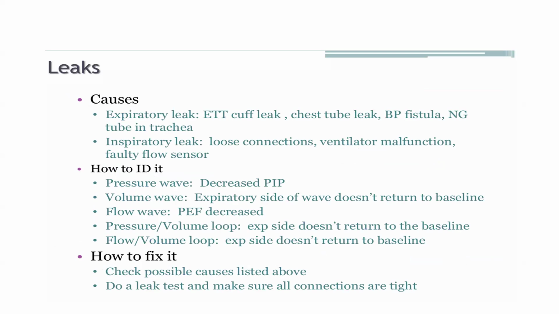How to identify it? Pressure waveform, decrease in the peak inspiratory pressure. Volume wave, expiratory side of the wave doesn't return to the baseline. Flow wave, peak expiratory flow will decrease. Pressure volume loop, expiratory side doesn't return to the baseline. Flow volume loop, expiratory side doesn't return to the baseline.